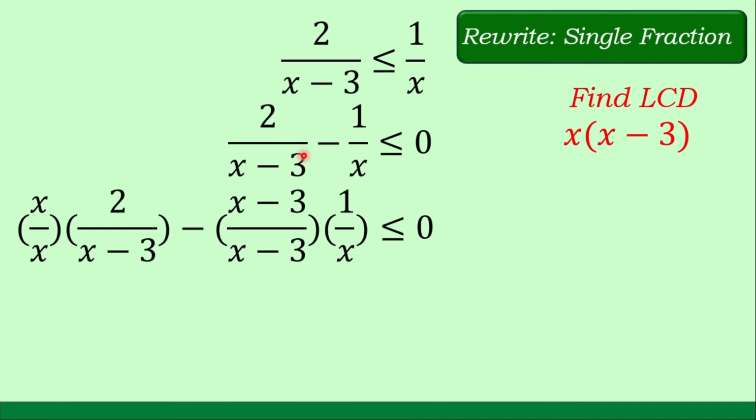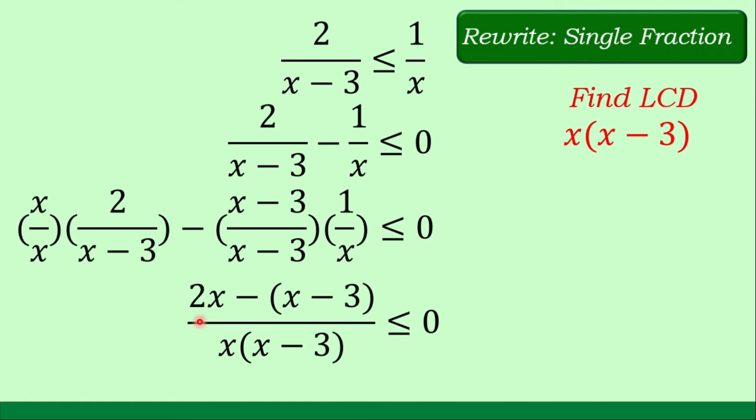We have here, copying this 2 over x minus 3 over here, and I multiply that one by x over x to make our denominator the LCD. Minus x minus 3 over x minus 3 times 1 over x, which I copied here. And I copy the rest, which is less than or equal to 0. Now let's multiply these, and it will give us this.